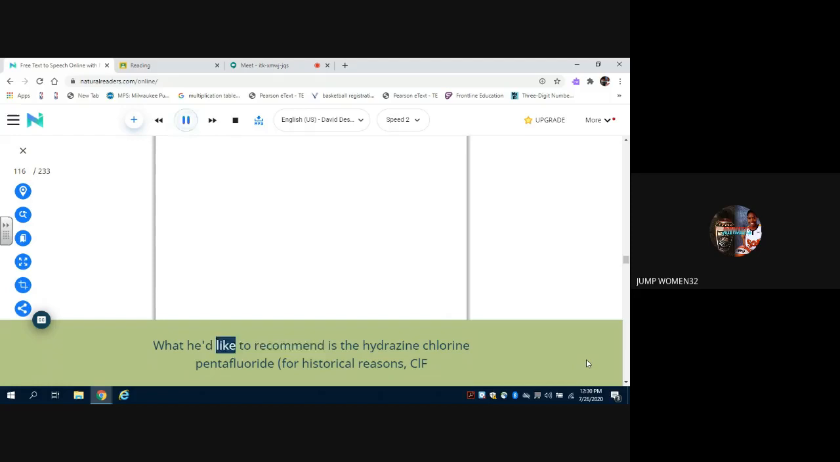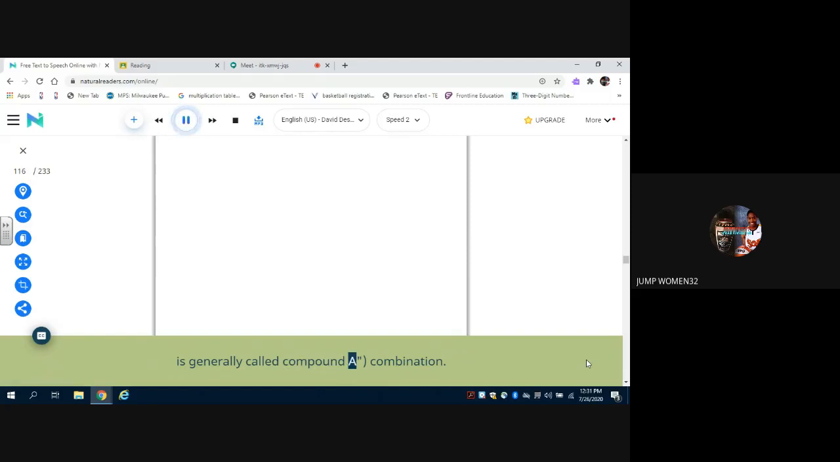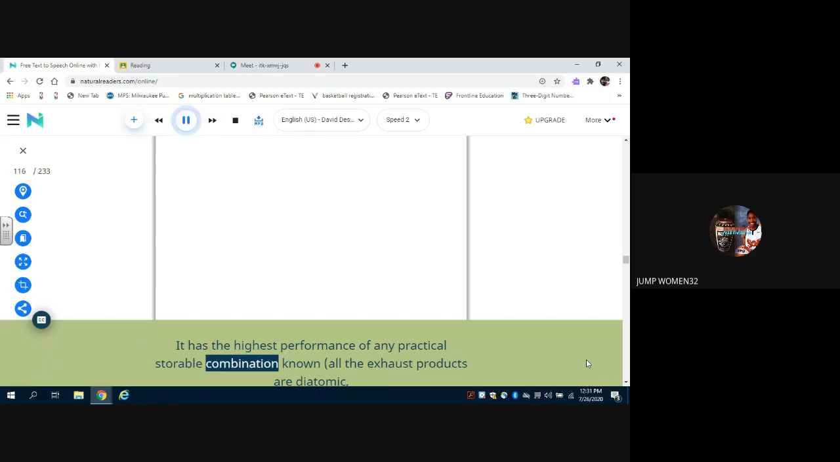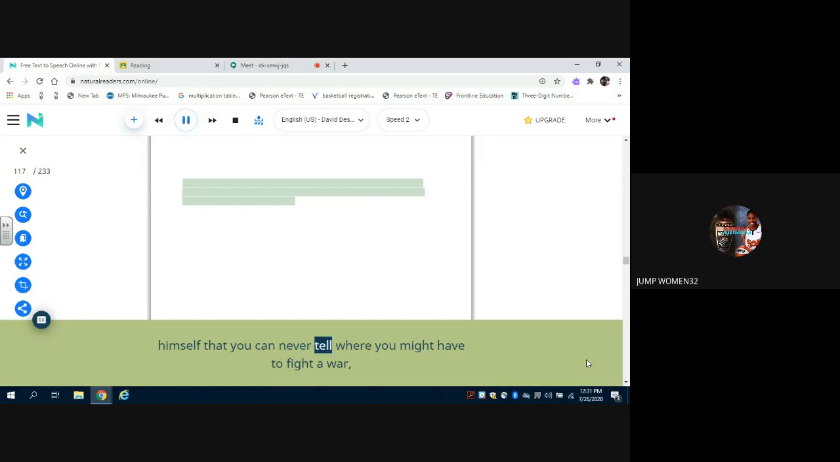What he'd like to recommend is the hydrazine chlorine pentafluoride combination, ClF5, for historical reasons generally called compound A. It has the highest performance of any practical storable combination known. All the exhaust products are diatomic, and 2/3 of them are HF, and it has a nice fat density, so you can stuff a lot of it into a small tank. But he remembers that it must work in all weather, and reminds himself that you can never tell where you might have to fight a war, and that the freezing point of hydrazine is somewhat incompatible with the climate of Baffin Land.